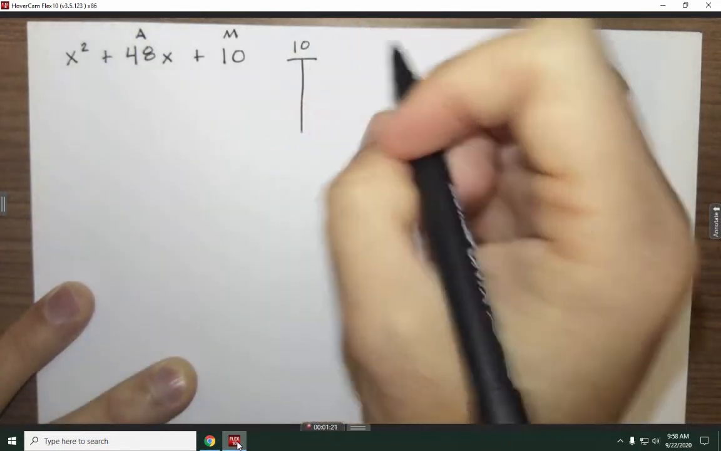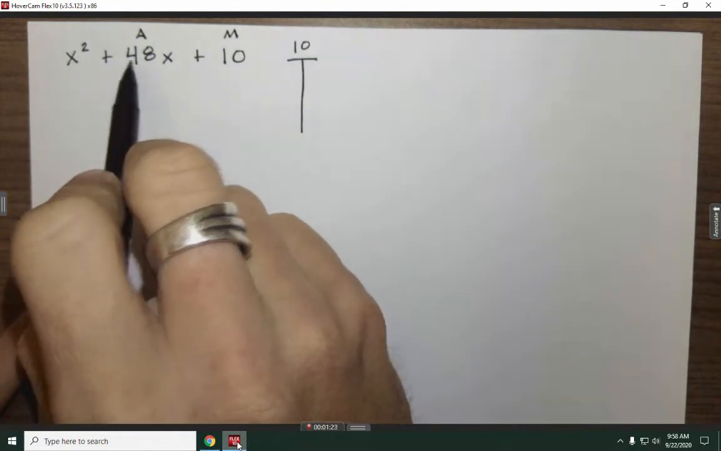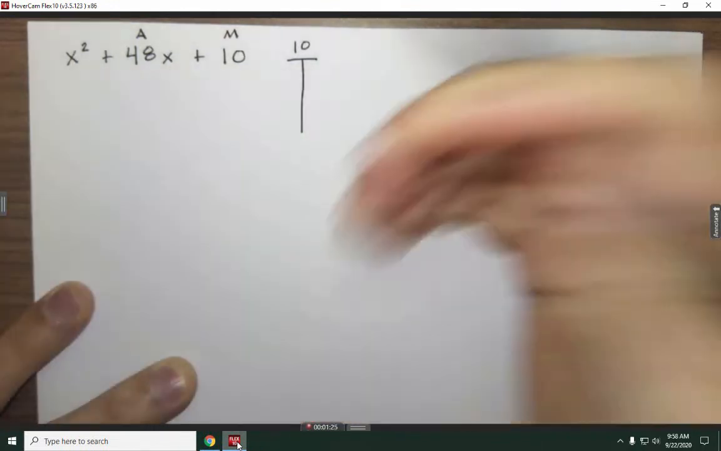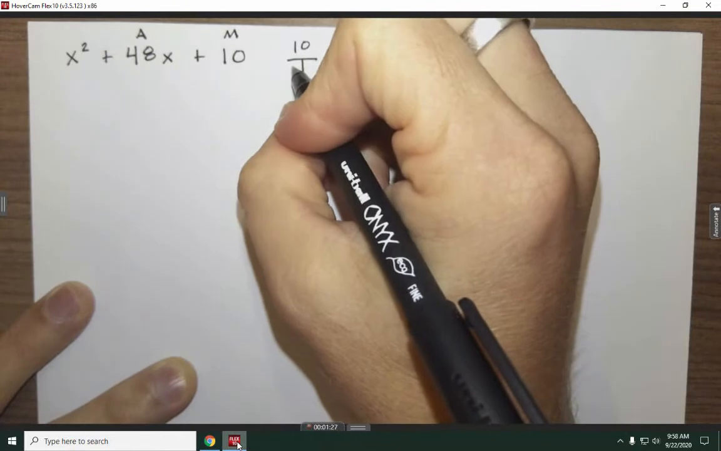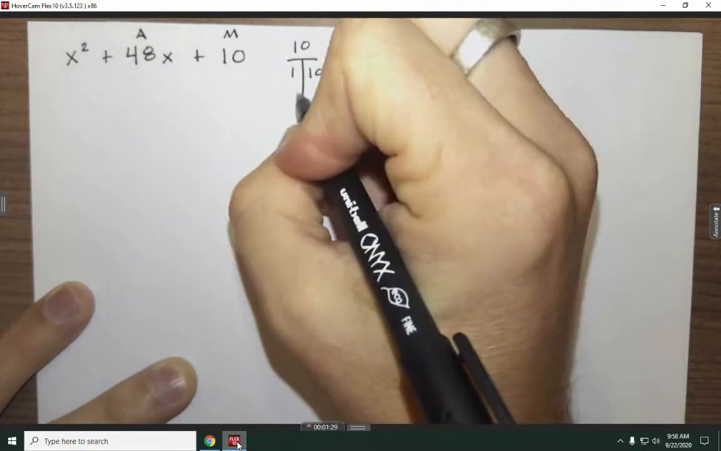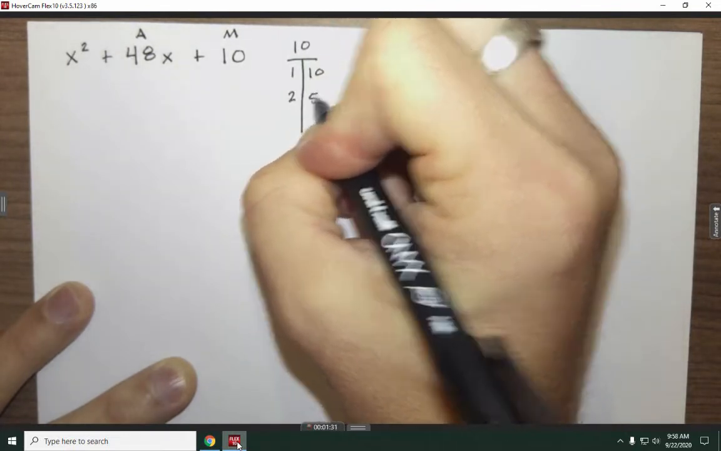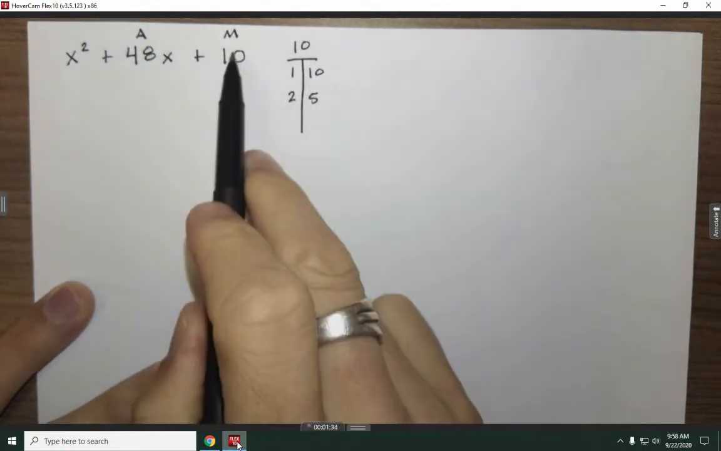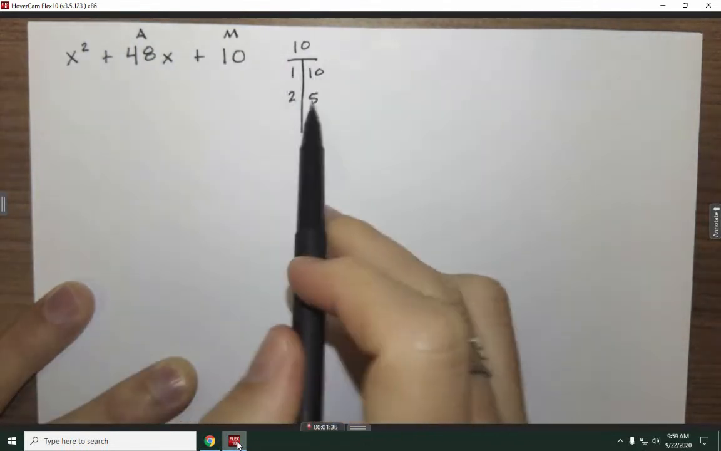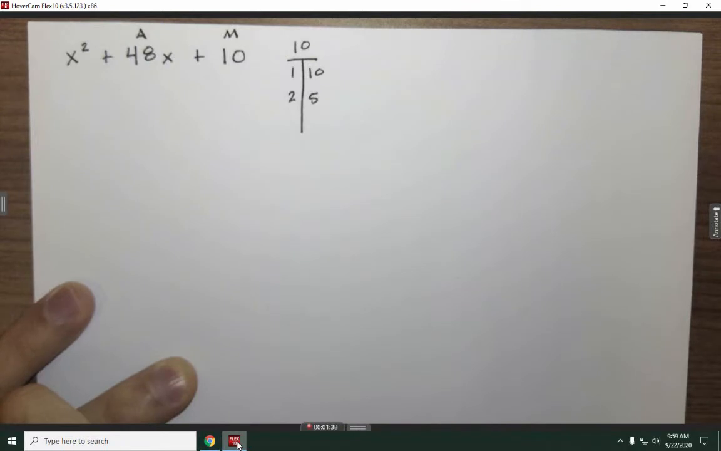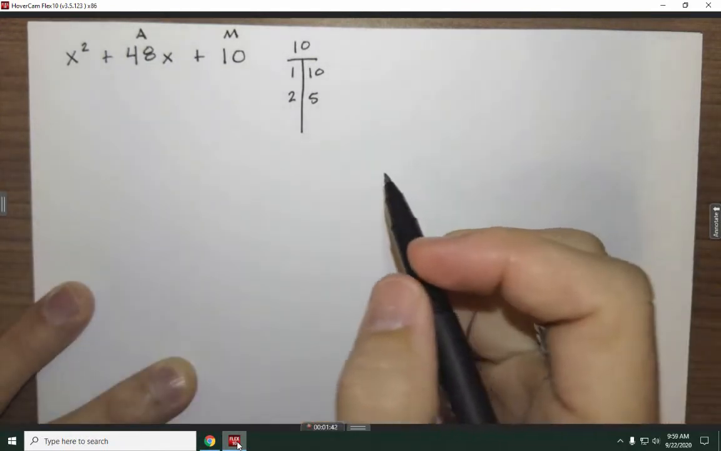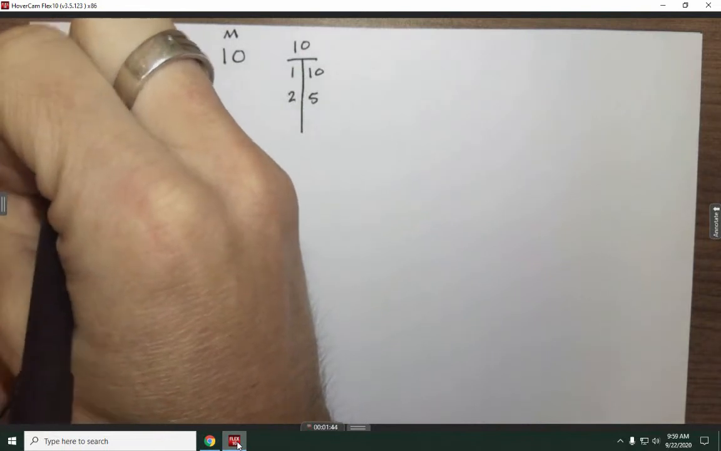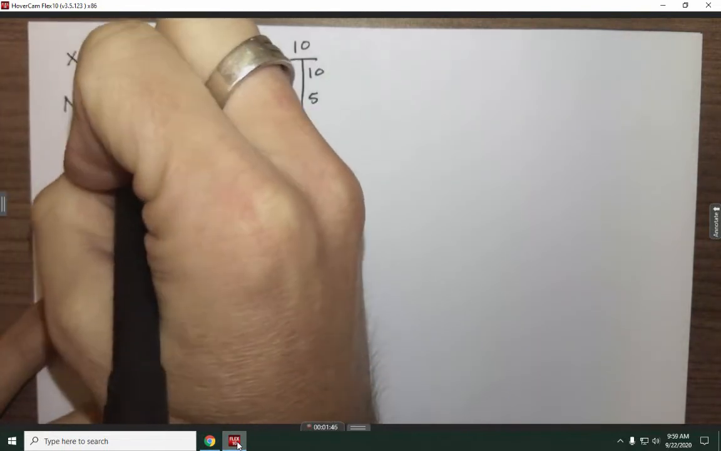If we list these off, since all I have is positives on here, all I'm going to be concerned with is positives. So I'm just going to list off 1 and 10, and 2 and 5. That's the only positives that multiply to give me 10. But none of these add to give me 48. So this thing is going to be not like.